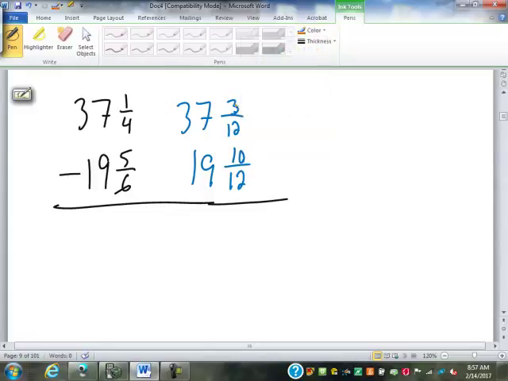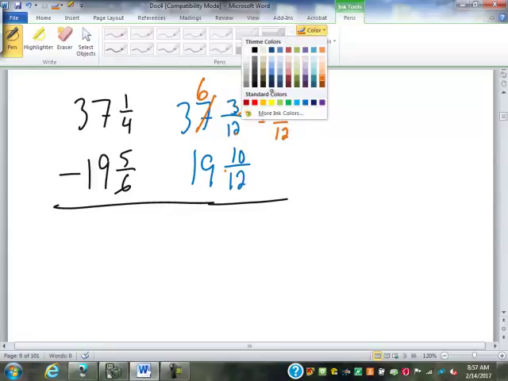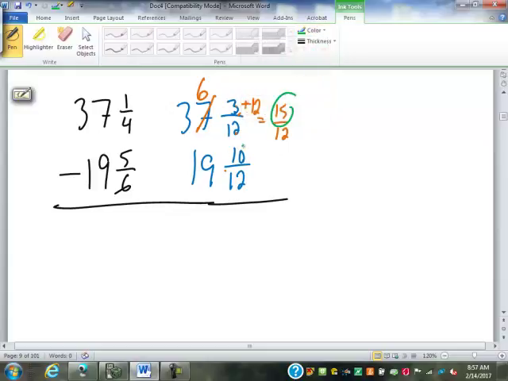We go to subtract. 3 minus 10 can't be done, so we have to borrow. This becomes a 6. What do I do to the 3? My denominator is 12, so I add 12. 15/12. So now 15 minus 10 is 5/12, so keep the same name.